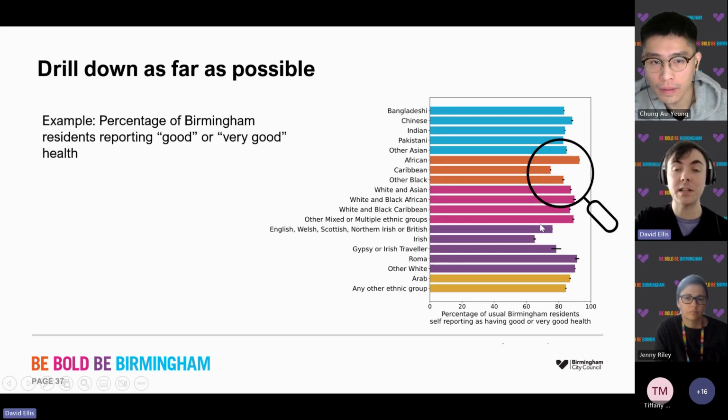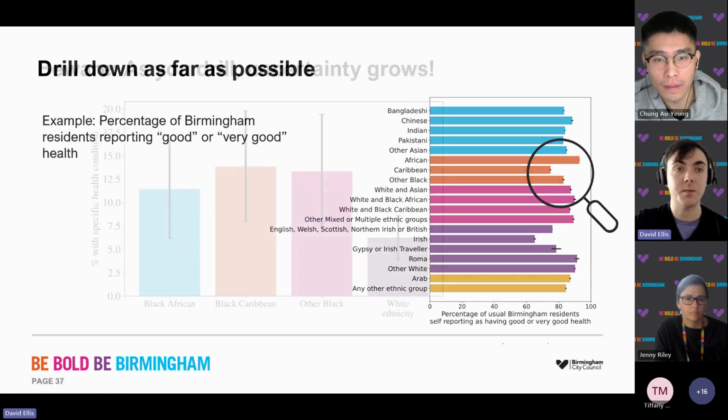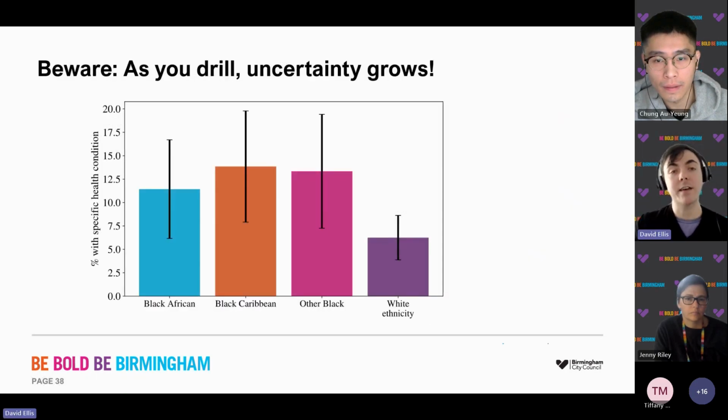And so these differences are only possible to find if we take the time, find the data to drill down to these specific groups. However, there is a caveat, because as we drill down, our uncertainty grows. As the size of the groups we look at decreases, there's an increase in the uncertainty of our statistics.